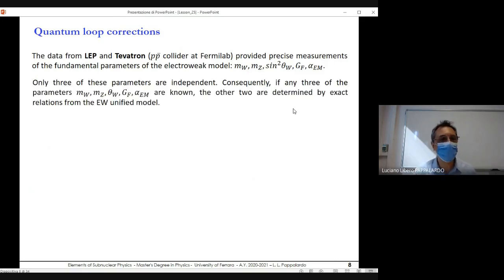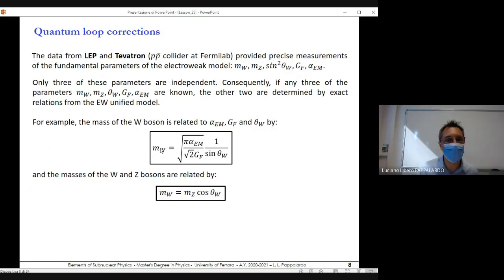Now, it is important to say that not all of them are independent; only three of them are independent. So if you measure three of them, you can obtain the other two through simple relations. For instance, the mass of the W is related to alpha electromagnetic, the Fermi constant, and theta W this way. It's a nasty formula, but at the end, if you measure alpha, GF, and theta W, you obtain your standard model prediction for the mass of the W. Similarly, the masses of the W and the Z are related by a simple relation in terms of the cosine of the Weinberg angle. So if you know the mass of one and you know theta Weinberg, you can predict the mass of the other.